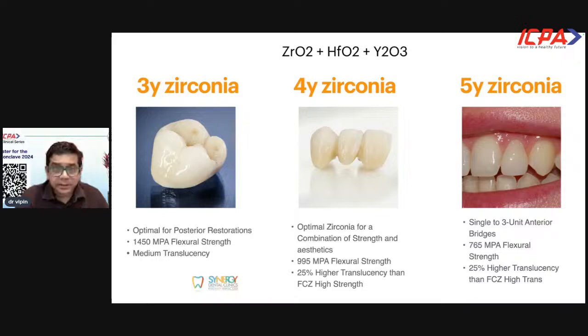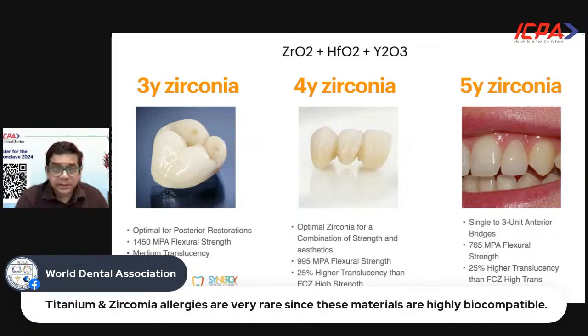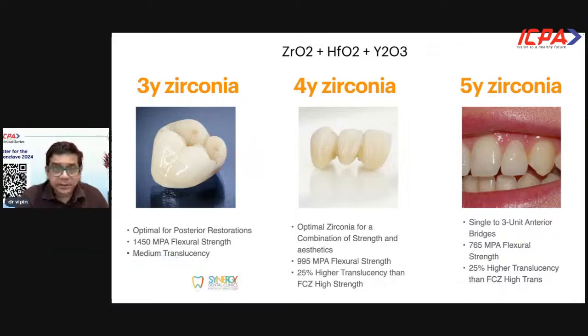What do you mean by 4Y, 3Y, 5Y zirconia? It means that yttrium was added to zirconium oxide to make it more translucent. And as they started reducing zirconia and adding yttrium, it started becoming more translucent and the strength started becoming less. What is happening is that the entire zirconia market is trying to match Emax, and the entire Emax market, or glass ceramic market, is trying to match zirconia. So there is a clash between these two materials all over the world.